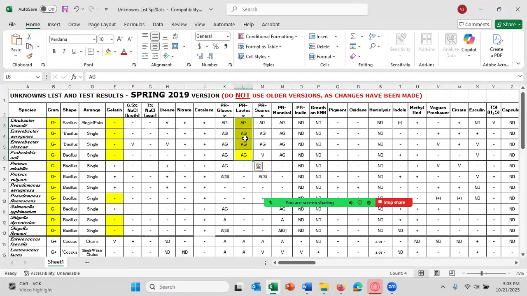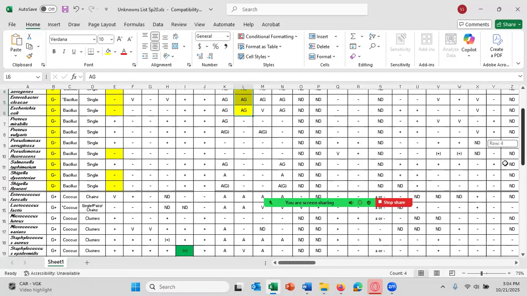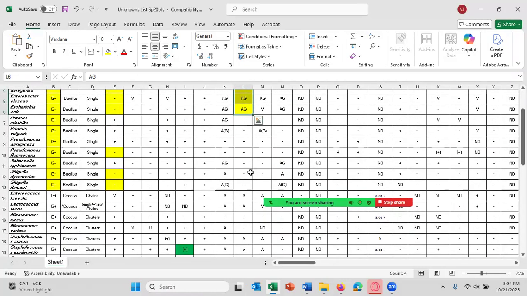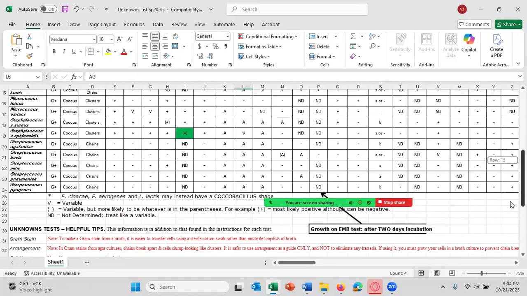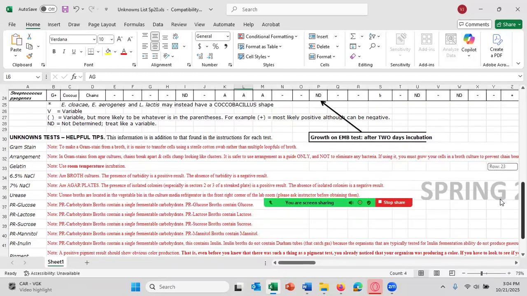A stands for acid, G for gas, and you have either negative, meaning there's no change in the tube. You have A for acid, AG for acid and gas, and then there's a V down there, and that's in here. V stands for result is variable. Let me show you what each of these looks like. Make sure I have that highlighted. Yes, I do. Good. All right.